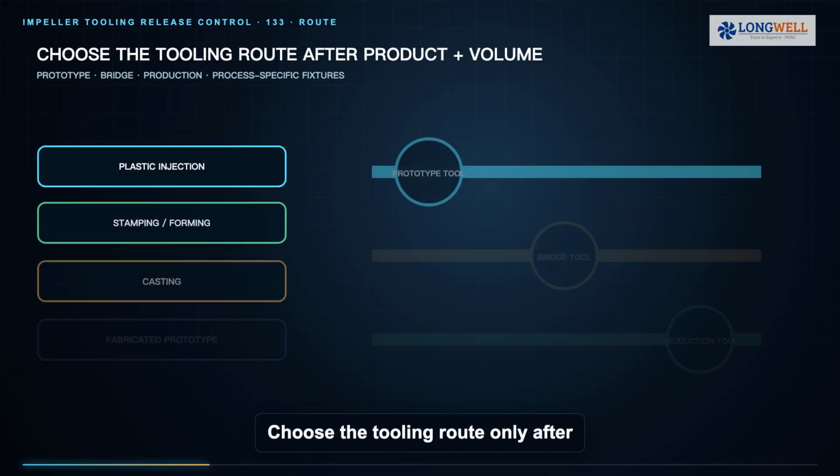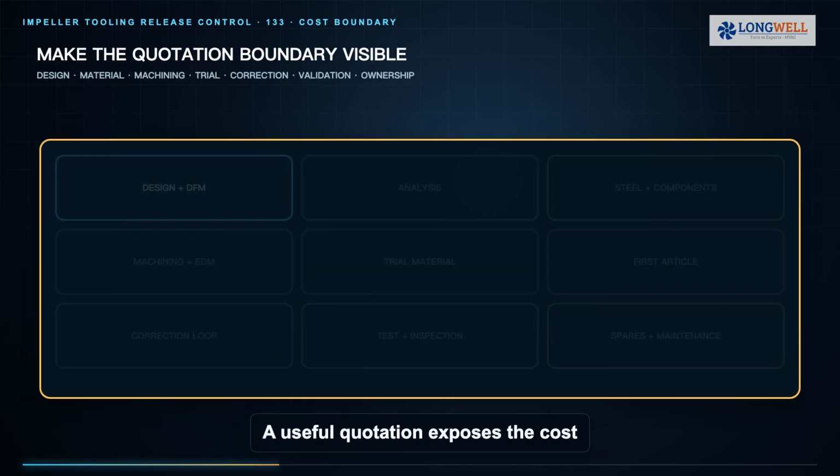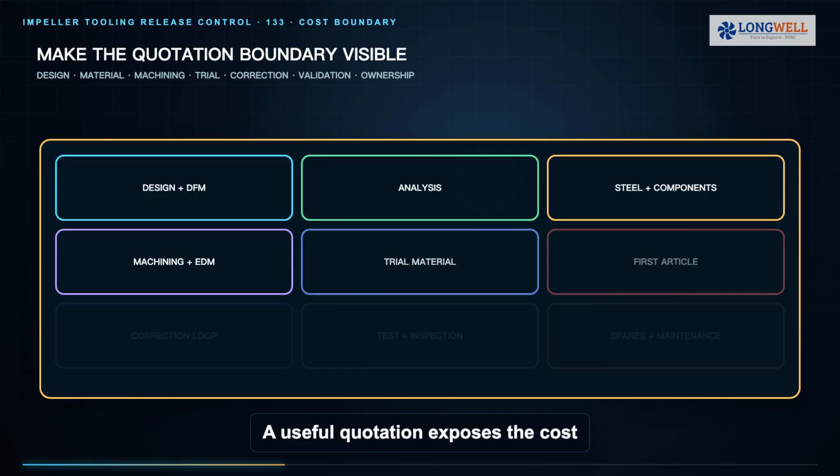Choose the tooling route only after product and volume are understood. A plastic centrifugal wheel, crossflow blade segment, stamped metal disc, cast wheel, or fabricated prototype may require completely different tooling, fixtures, and validation. Material behavior, part size, annual demand, surface and balance requirements, cavity strategy, inserts, joining method, and expected revisions all change the route. Prototype tooling, bridge tooling, and production tooling are different risk and life decisions, not simply three prices for the same object. A useful quotation exposes the cost boundary.